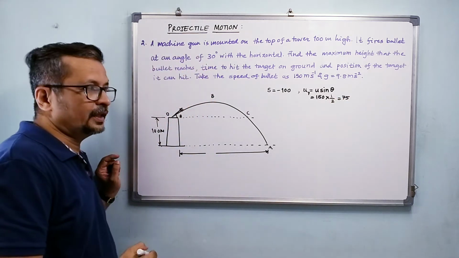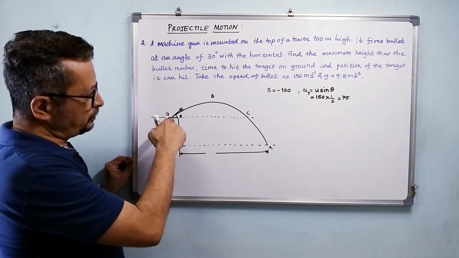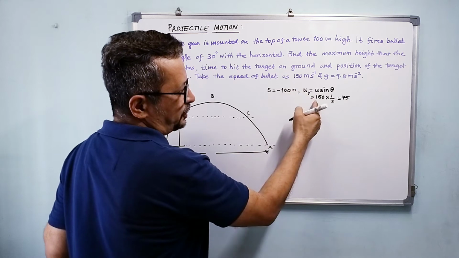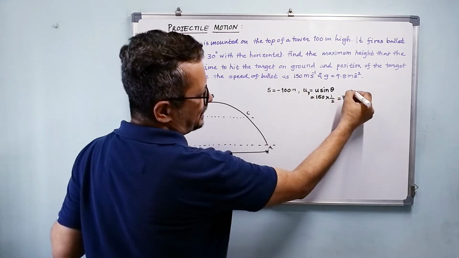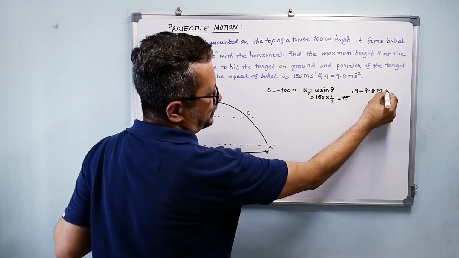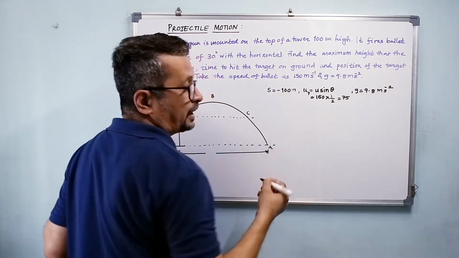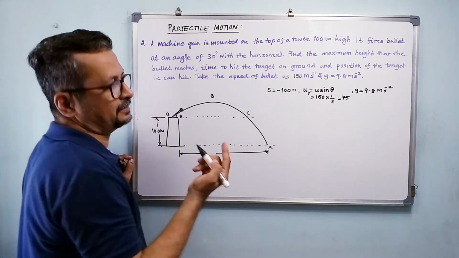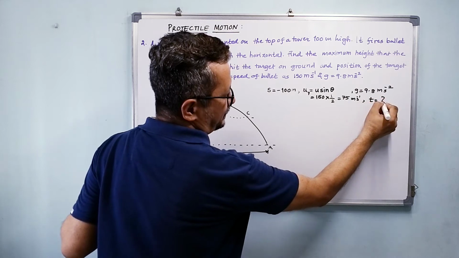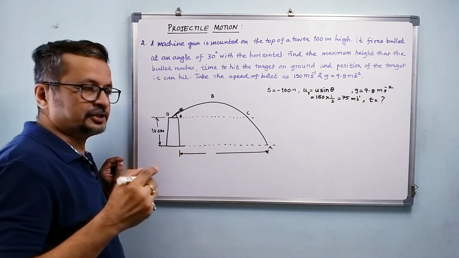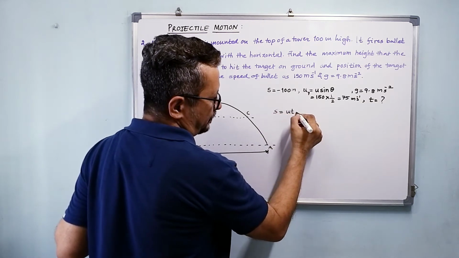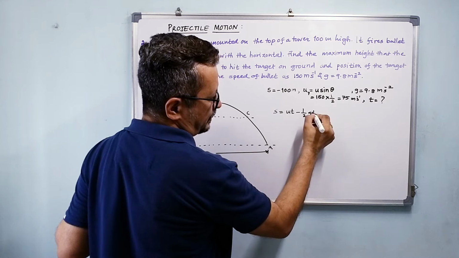Correct? Now what? My S is minus 100 meter, U is known, G is 9.8 meter per second square, and I don't know T. Okay, and then I can find T, right? If I use my second kinematic equation, I would say S is equal to UT minus half GT square.